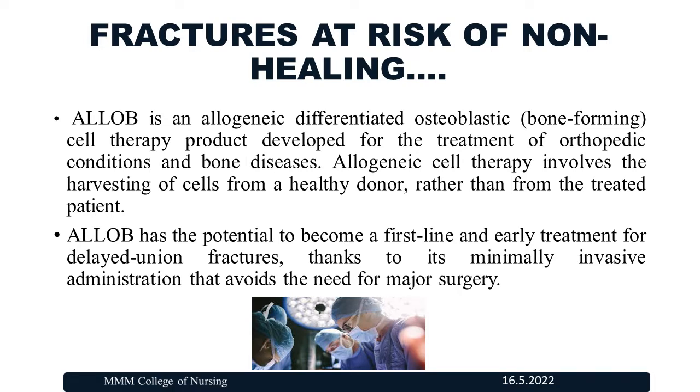And also ALAP is an allogenic differentiated osteoblastic cell therapy product which is developed for the treatment of orthopedic conditions and bone disease. Allogenic cell therapy involves the harvesting of cells from a healthy donor rather than from the treated patients. ALAP has the potential to become a first line and very early treatment for delayed union fractures, with minimally invasive administration, so that major surgery can be avoided.